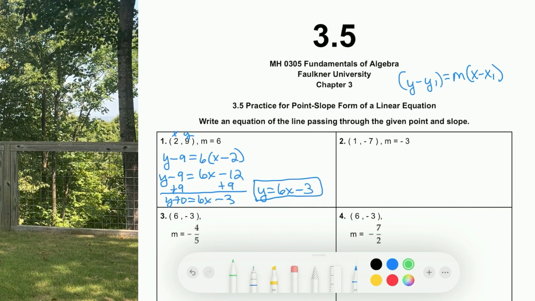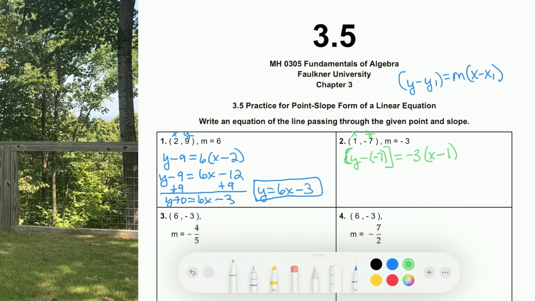Number 2, we're going to do the same thing. So I'm going to label my numbers here. So x and y. I have y minus my y value. I'm going to use a bracket because this is a negative number. And I need to put it in like this. And then I have equals my slope, negative 3, times x minus my x value, which is 1.